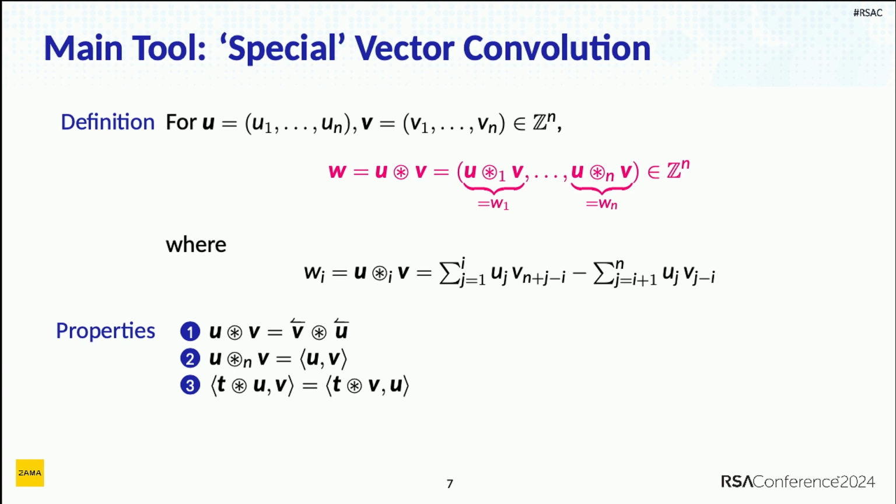What is also nice is that the last component of that vector is just the inner product of the two input vectors, U and V. And the last property that is also very useful is that you have something close to associativity, where you can swap U and V in this case.